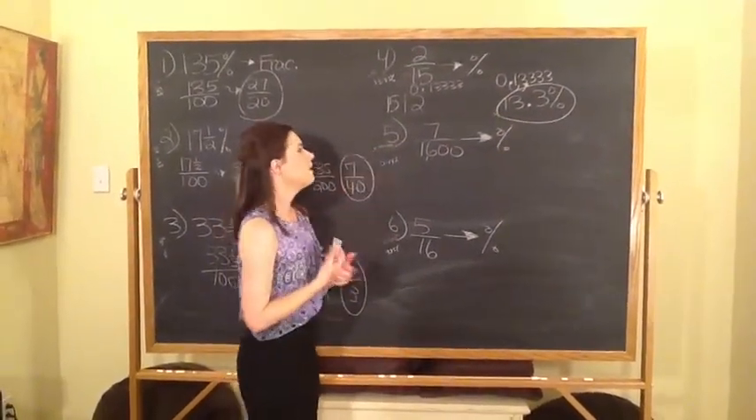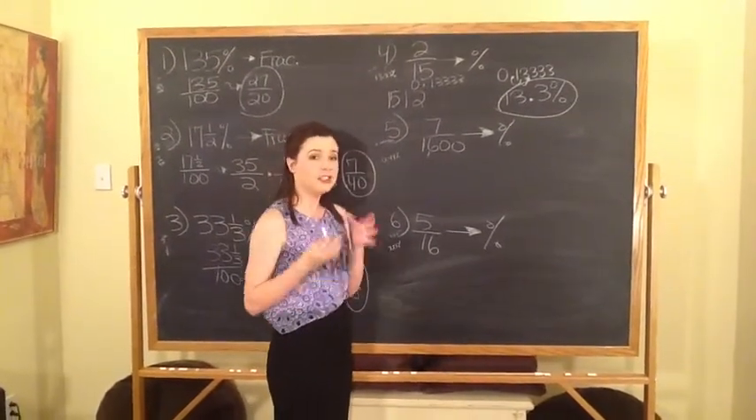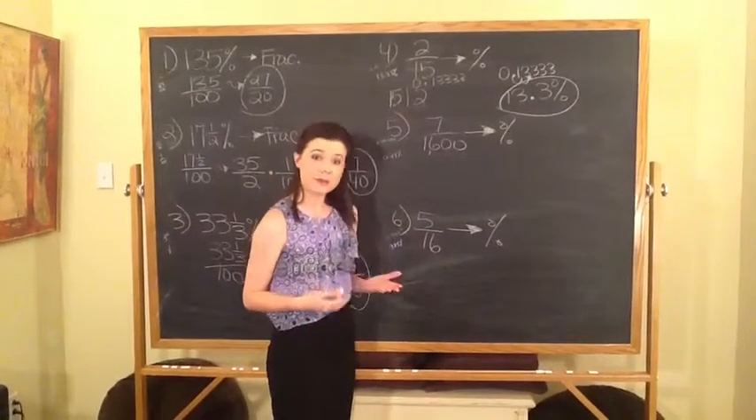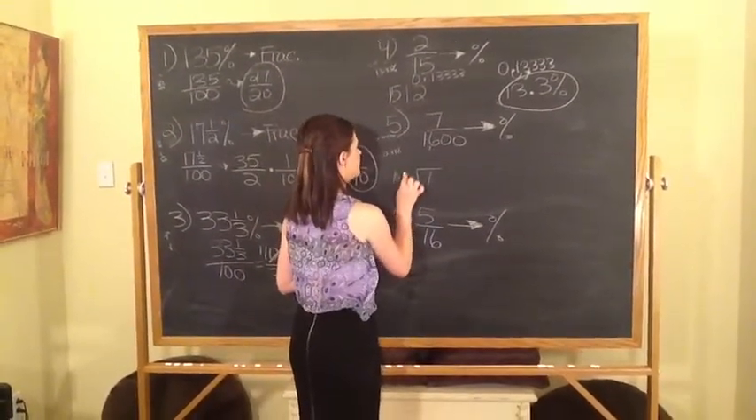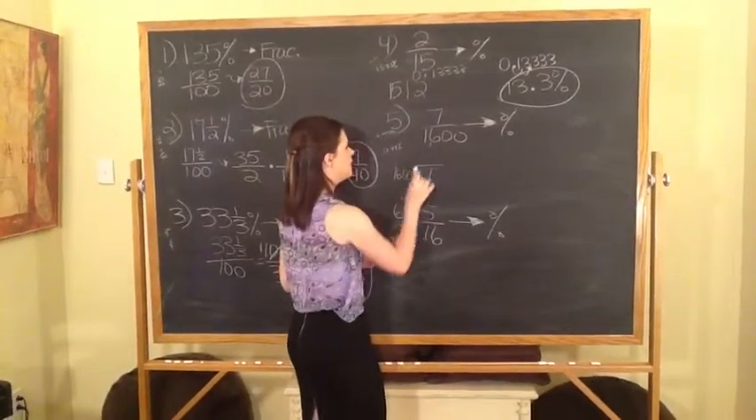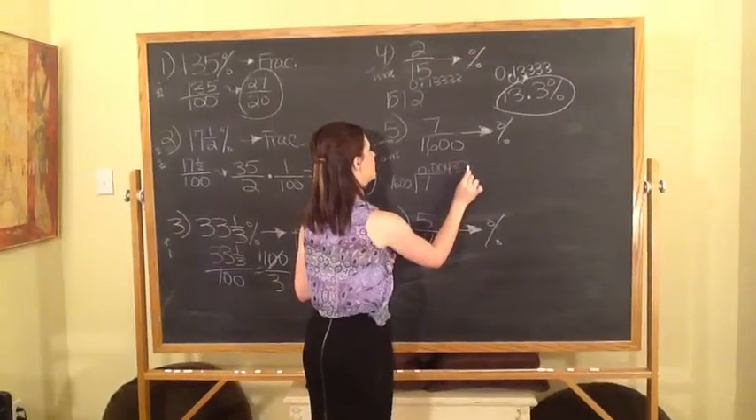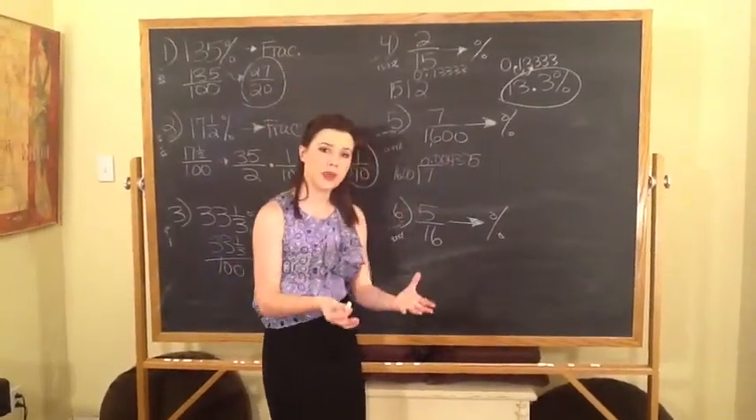Alright, let's look at number 5. We have 7 over 1,600, and we're going to change that fraction to a percent. So don't get overwhelmed with the bigger numbers, just do the same steps. So the first thing I'm going to do is 7 divided by 1,600. And as soon as I do that, I'm going to get 0.004375. So now I have my decimal. I'm going to change that decimal to a percent.